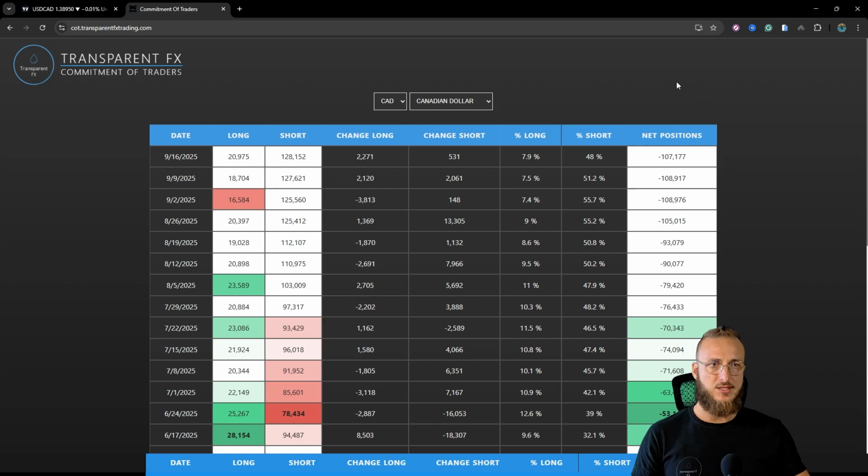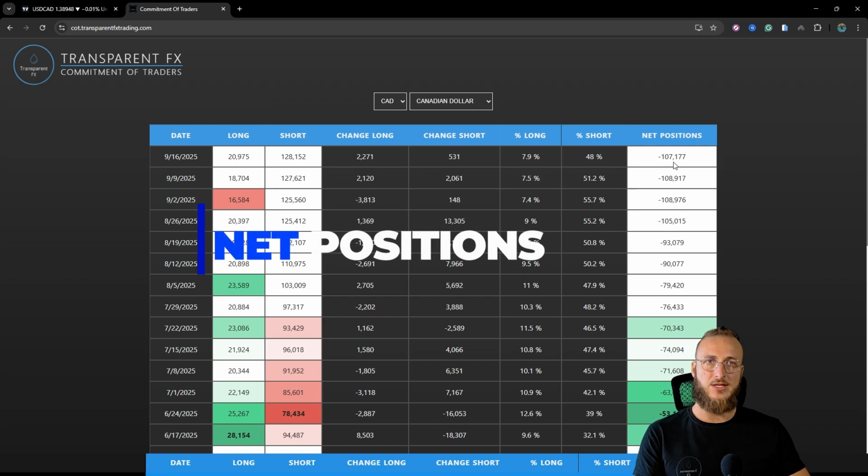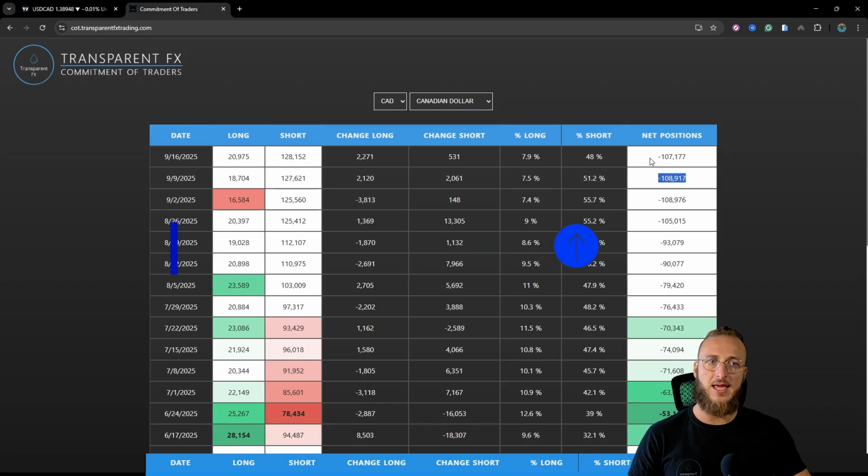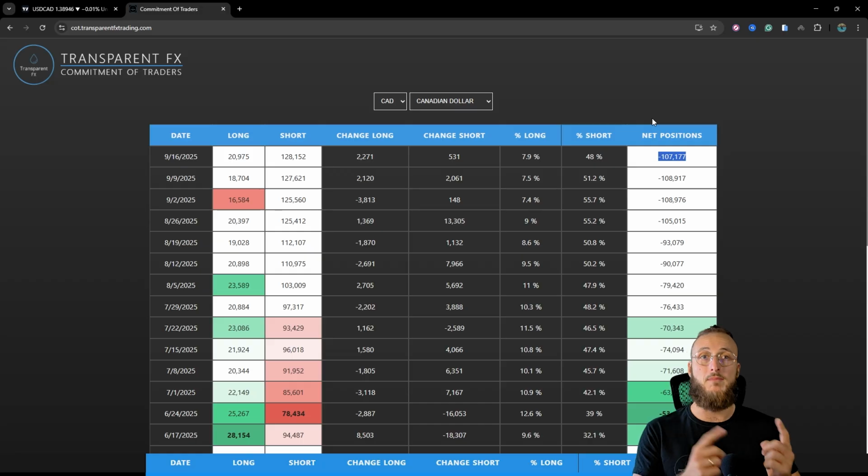And what we can see here is that net positions with the last report have been increased. We went from minus 108.9K to minus 107.1K. So essentially institutions have started moving back to the bullish side for the CAD, so back to the bearish side for USDCAD, because if institutions are longing the CAD, they are shorting USDCAD. And that is exactly what they're doing.